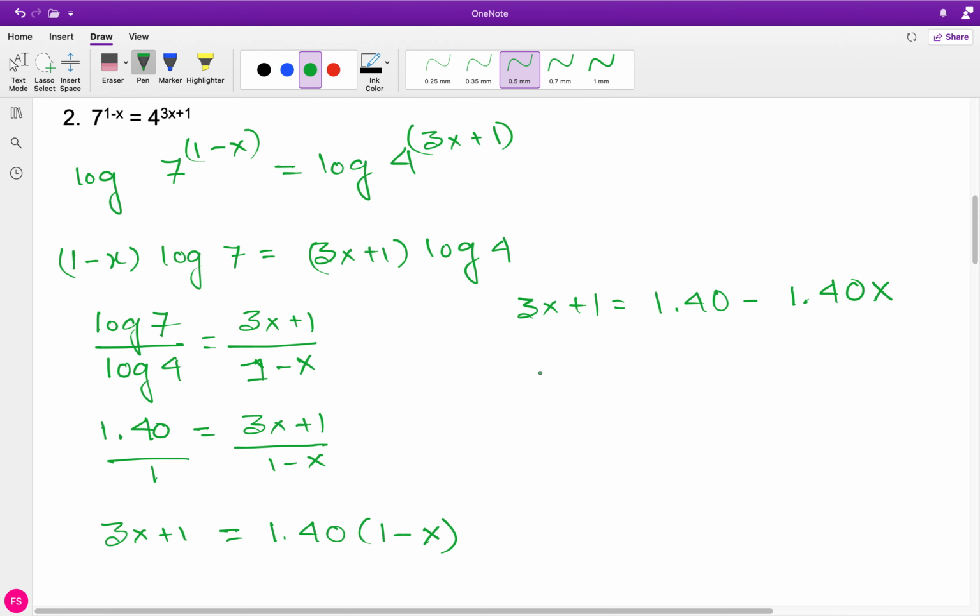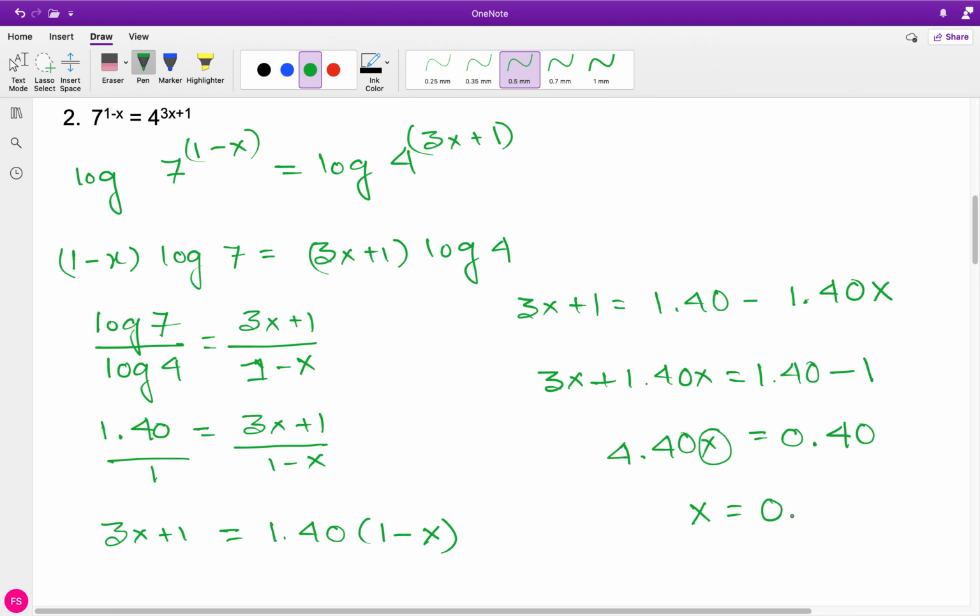So this side I will have 3x plus 1.40x equals 1.40 minus 1. 1.40 minus 1 will give us 0.40, right? Yeah, 0.40. And this side I will have 4.40x. If you want to find the value of x, you need to divide both sides by 4.40. This will give us 0.4 divided by 4.40. That's equal to 0.091. That's your answer for number 2.